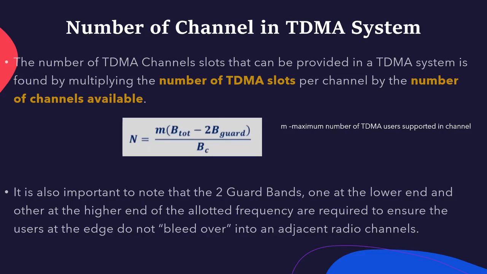The m represents the maximum number of TDM users supported in a channel. Bleed over is users who are located at the start of the bandwidth, and it should not interfere with the other channel. So that was all about TDMA.